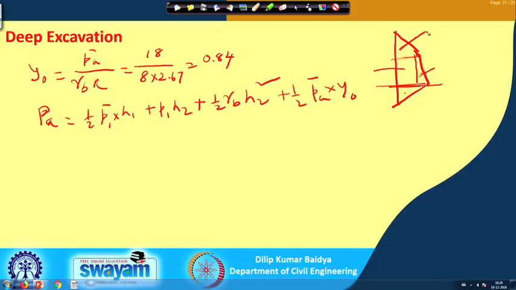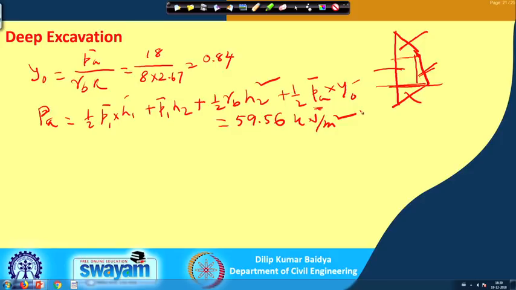Nothing but actually I am finding the area of this, area of this, area of this and area of this. So, that becomes P A. If I put all values, P 1 is 10, P 1 bar is 10, and H 1 is 2 meter, then gamma B is 8 and H 2 square, P A bar is 18, y naught is 0.84. If I put in all values, P A comes to 59.56 kilonewton per meter square.